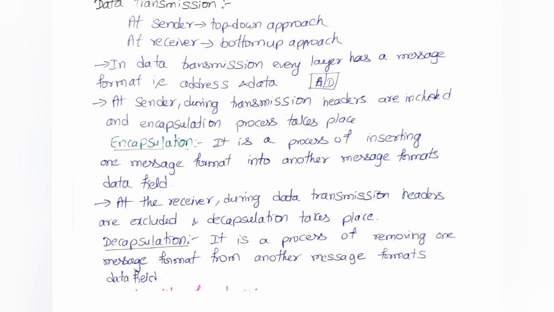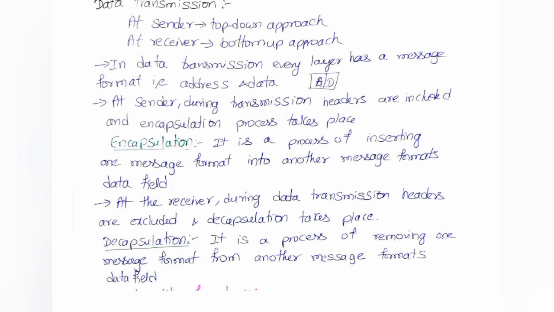Okay. So coming to encapsulation. What is encapsulation? It is the process of inserting a message format into another message format's data field. So we know that in the network layer, the data will be in the format of packets, whereas in the data link layer, it will be in the format of frames, and in the physical layer, it will be in the format of binary bits.